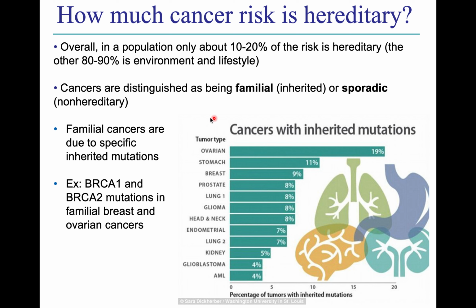And you see in the table here, there's quite a few different cancer types that have been associated with inherited mutations. And you can see, for example, about 20% of ovarian cancers are believed to be due to inherited mutations, about 9% of breast cancers, 8% of prostate cancers, and so on.